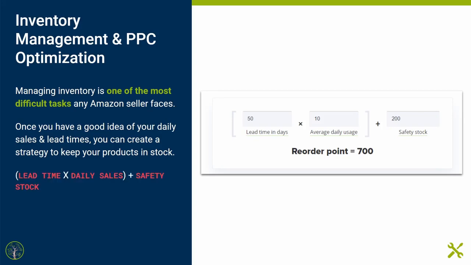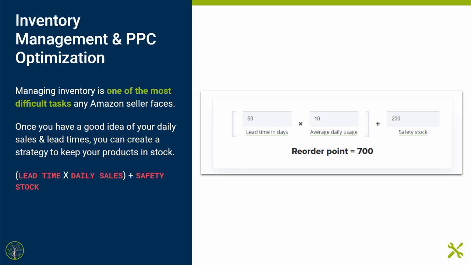Look at this equation here. Your lead time, let's say that was 60 days to manufacture and ship, times your daily sales, so how many you're currently selling per day. Let's say we're selling 10 per day, and then we just add any safety stock. Let's say we want 100 units of safety stock. So we times it out. 60 times 10 is 600 plus 100 of safety stock, so 700. 700 is going to be our reorder point.